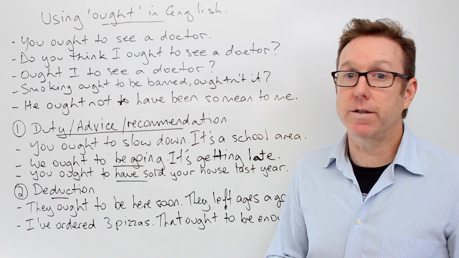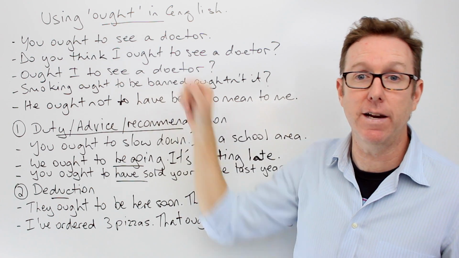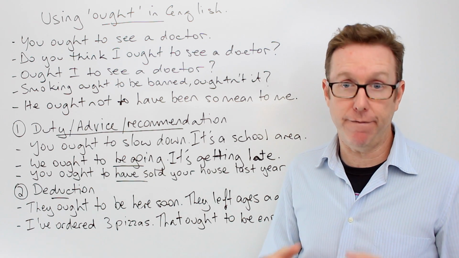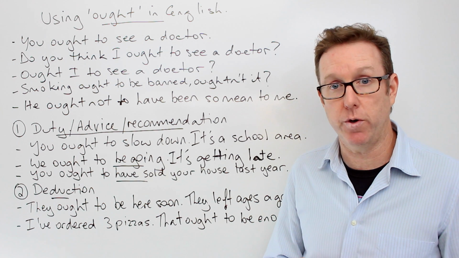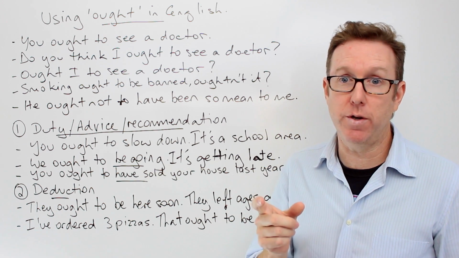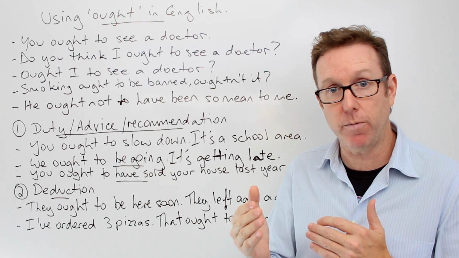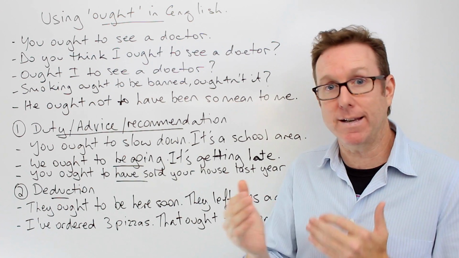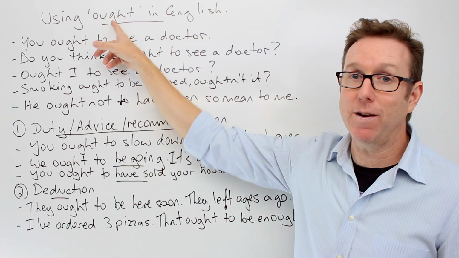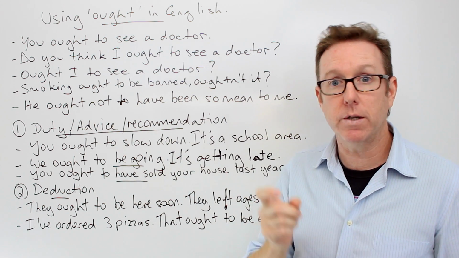Now, as I said before, today's lesson is looking at ought and how we use it in English. Ought is a modal auxiliary verb similar to should. Okay? Now, the difference between should and ought is very, very small. In fact, sometimes you can use them both exactly the same to have exactly the same meaning. The main difference is that we use ought normally with to, ought to.